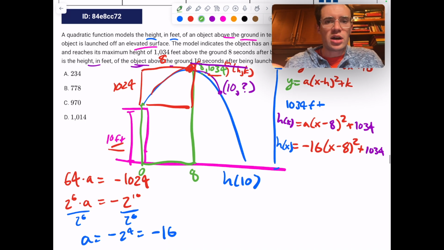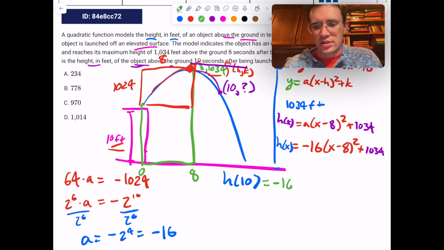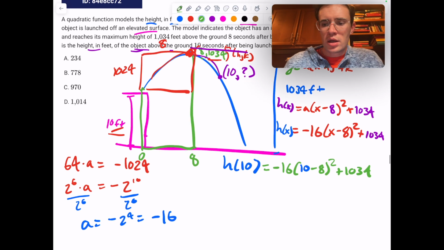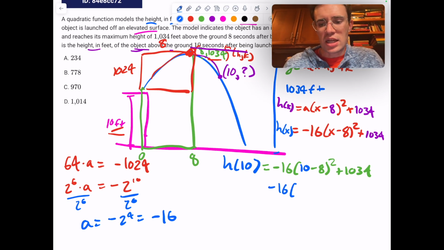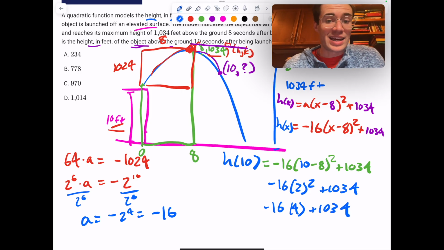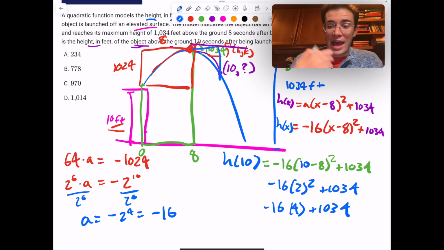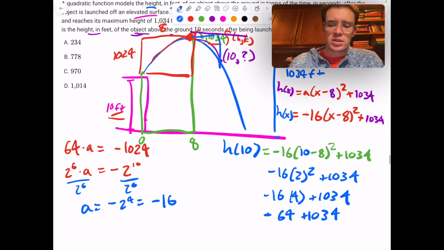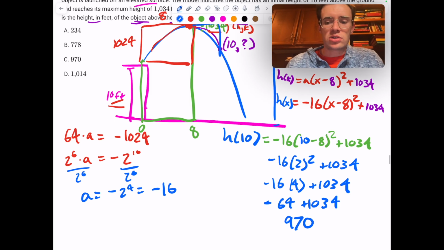So we do h of 10, which is equal to negative 16 times, instead of x minus 8, it's 10 minus 8 squared, plus 1034. And 10 minus 8 is equal to 2. So we get negative 16 times 2 squared plus 1034. So negative 16 times 4 plus 1034. As I said, it's moving over 2, so you're going down a times 2 squared, which is down 64. So subtract 34 to get to 1,000, and then another 30 to get you to 970. All right, so 970 is your answer there.